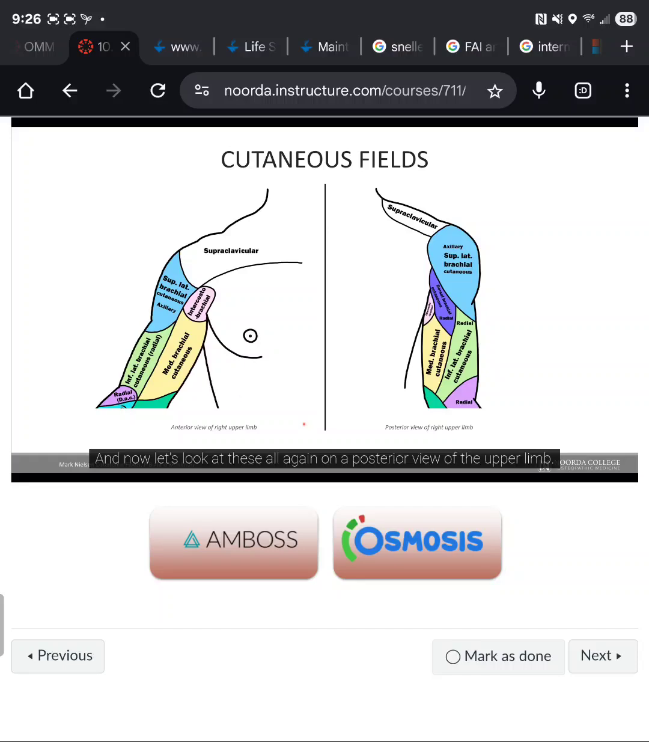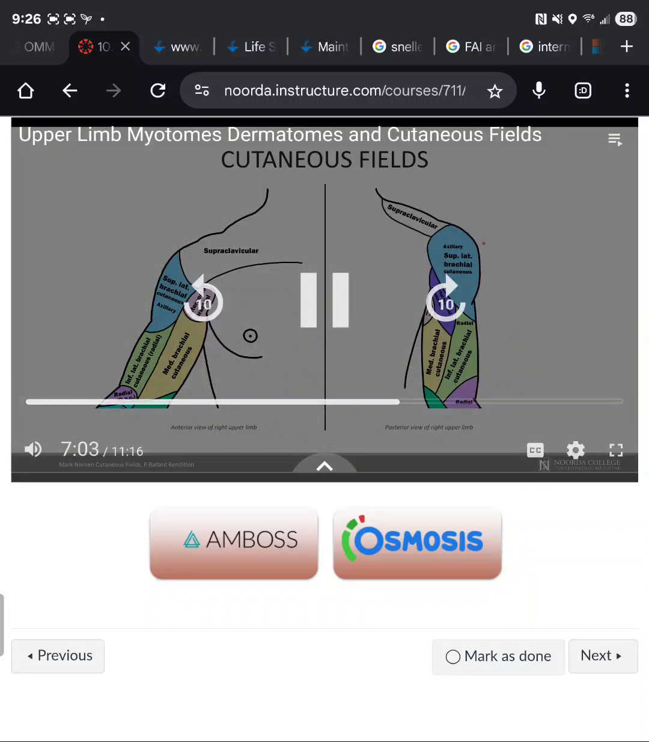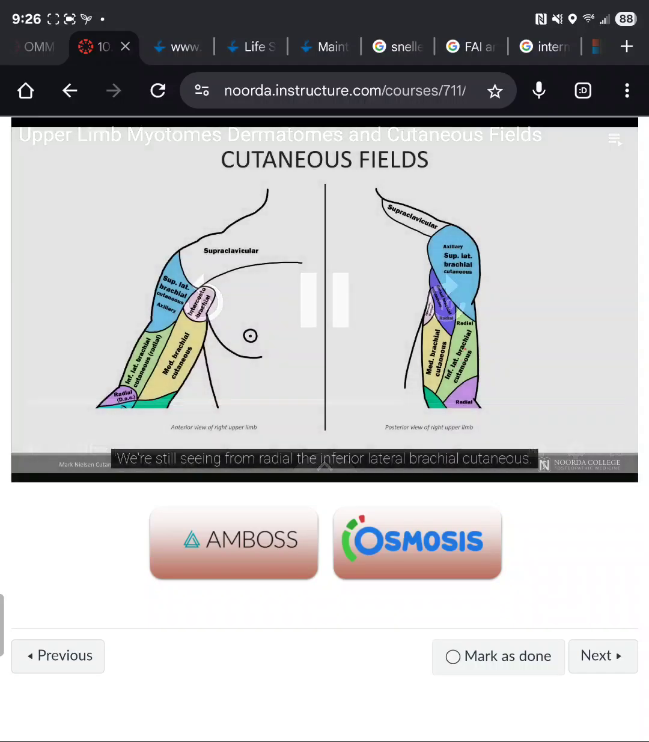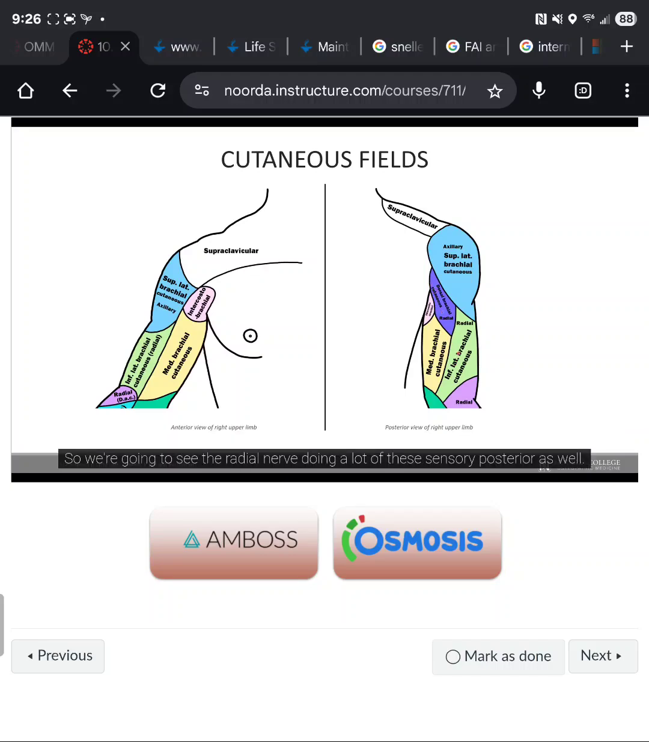And now let's look at these all again on a posterior view of the upper limb. So again, we're seeing this branch of axillary doing the lateral shoulder. We're still seeing from radial the inferior lateral brachial cutaneous, and then we're seeing the medial brachial cutaneous as well, and intercostobrachial. The one that we're adding is another branch of the radial nerve, the dorsal brachial cutaneous. And that makes sense because we know the radial nerve is basically doing all the muscles that are posterior, so we're going to see the radial nerve doing a lot of the sensory posterior as well.